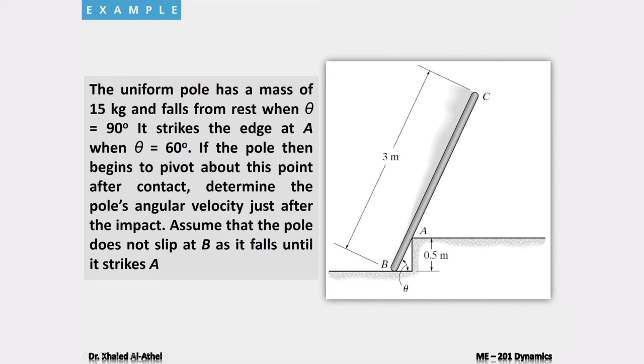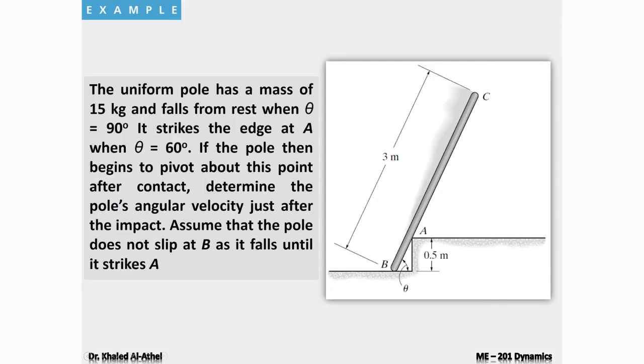The uniform pole has a mass of 15 kilogram and falls from rest when theta equals 90. It strikes the edge at A when theta equals 60. If the pole then begins to pivot around this point, point A. To pivot means to start rotating around A. It's like point A is the center of rotation. So when it starts to pivot around point A, determine the pole's angular velocity after the impact. Assume that the pole does not slip at B and it falls until it strikes A.